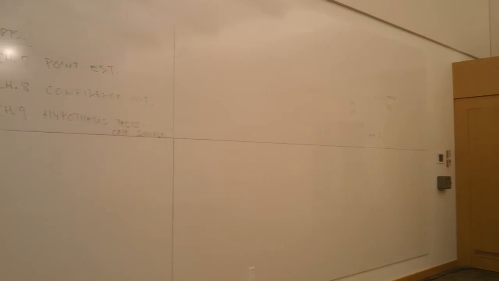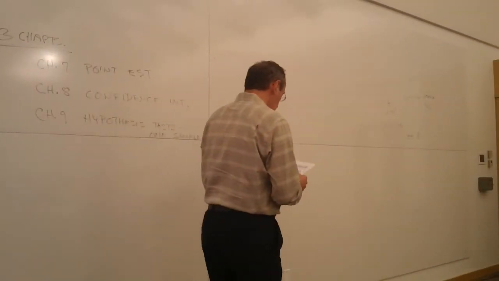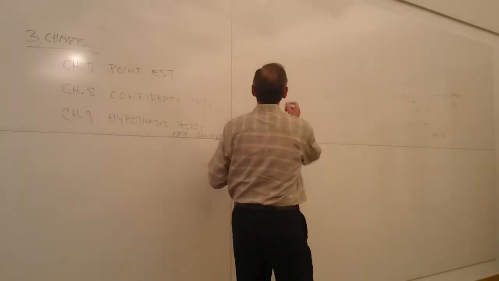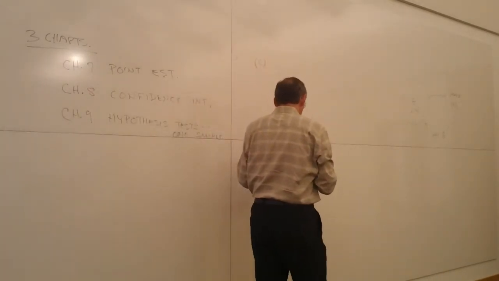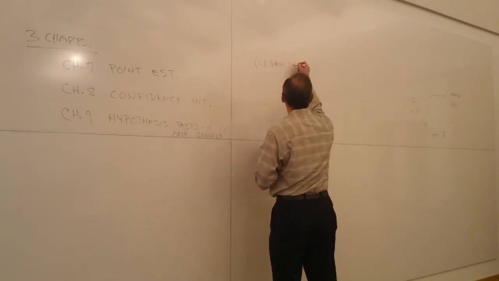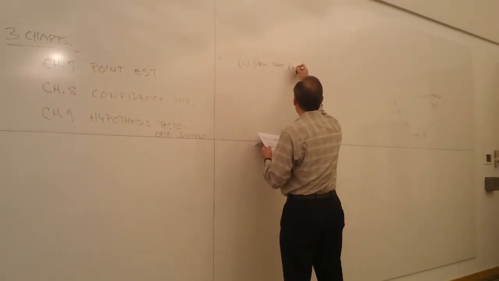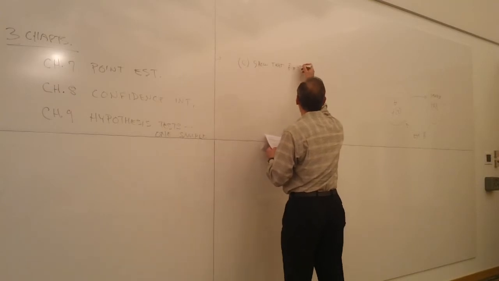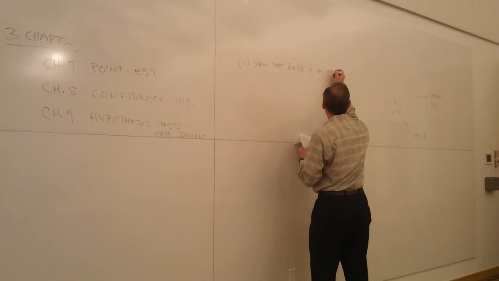So the next one, part C, says show that theta hat equals 3x bar is an unbiased estimator.